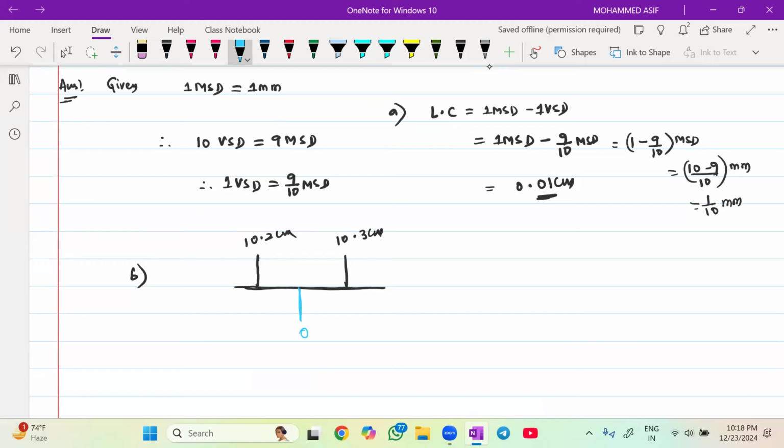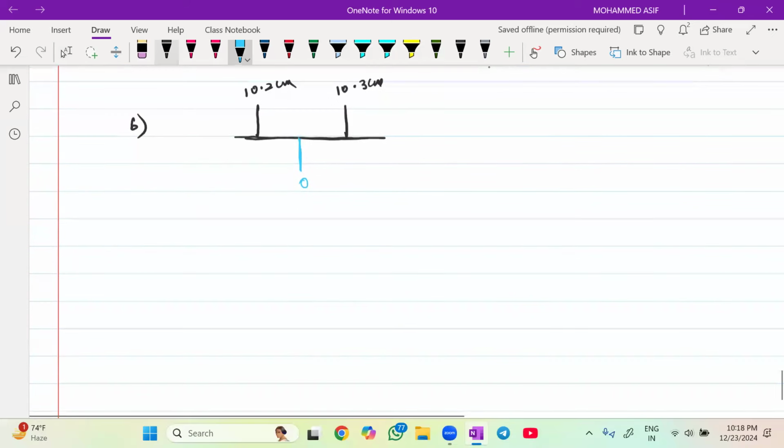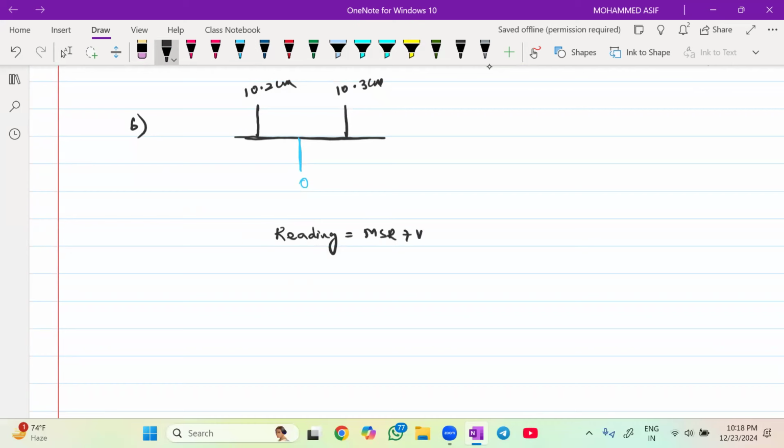Okay. Now read the question. The problem is telling that the zero mark of the Vernier scale lies between 10.2 and 10.3, and the third division of the Vernier scale is coinciding with the main scale. He has given me the VSR which has been coinciding. Can anyone tell me the reading now? Reading is equal to, what is the formula? MSR plus VSR multiplied by least count. What is the main scale division? Anyone?